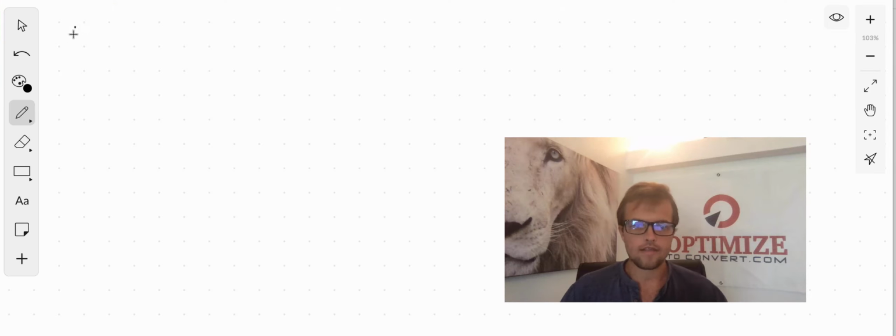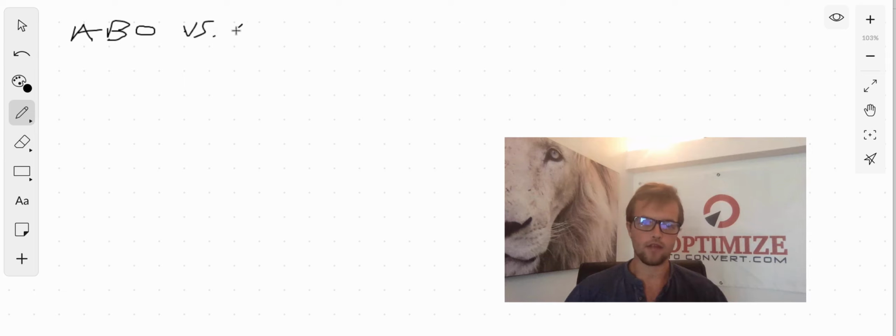Ad set budgets, or ABO, which stands for ad set budget optimization, has basically been the traditional way that Facebook has operated. On the ad set level, you set the budget for that specific ad set. Now, they came out and said, look, we're doing away with ABO and we're going to move over completely to a CBO structure. With CBO, your budget is set on the campaign level. CBO stands for Campaign Budget Optimization.